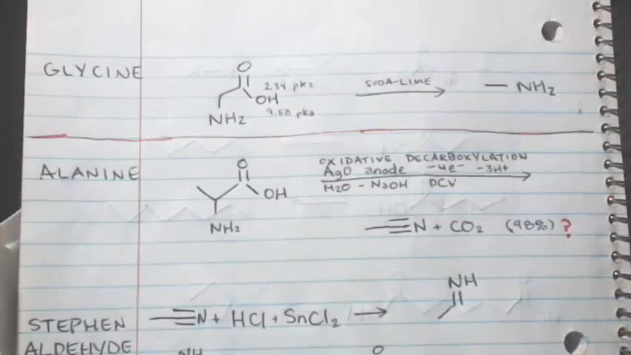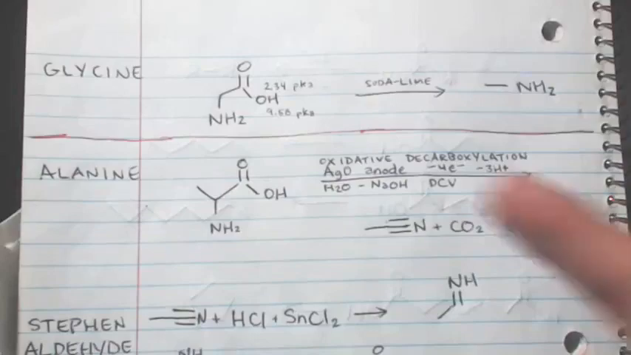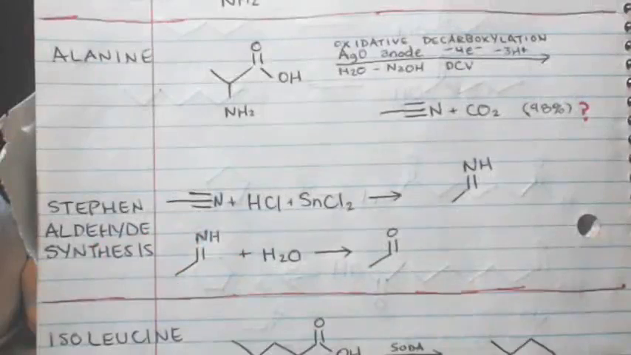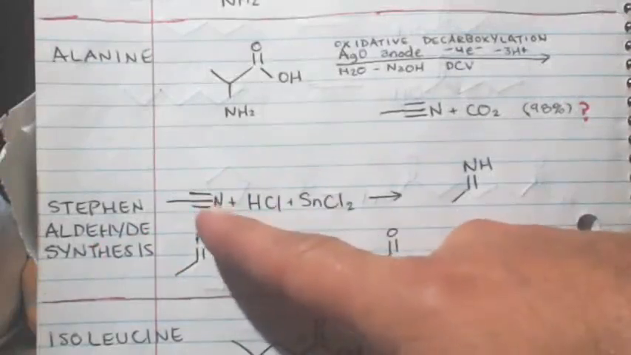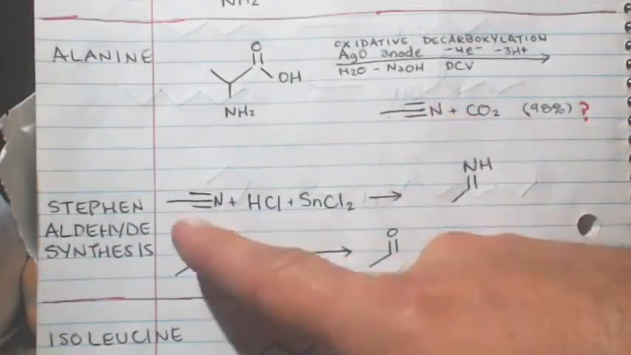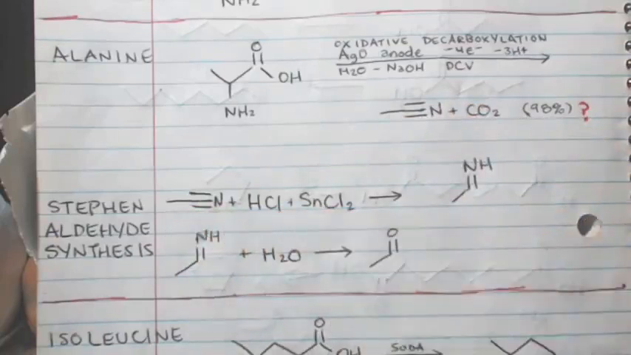Now, what good is that? Well, you can take that and do this. It's called the Stephen aldehyde synthesis. You take your nitrile, and I think it's called acetonitrile, some hydrochloric acid, stannous chloride, and I'm guessing you would reflux it. I don't really know.